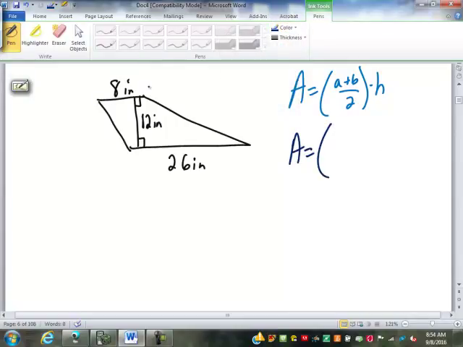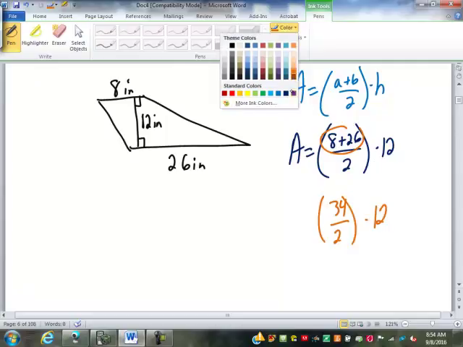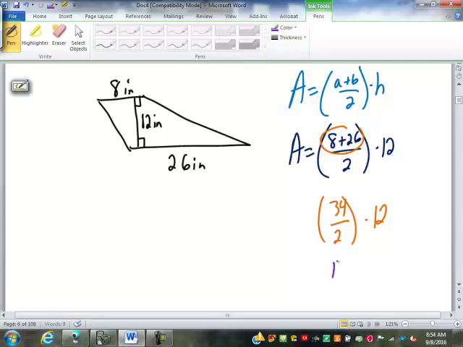So A and B are going to be 8 and 26. Doesn't matter which order we put them in. H is 12. First step is 8 plus 26 is 34. And then 34 divided by 2 is 17. Don't need the parentheses anymore. We're down to a single number. 17 times 12, 204 inches squared. Good.